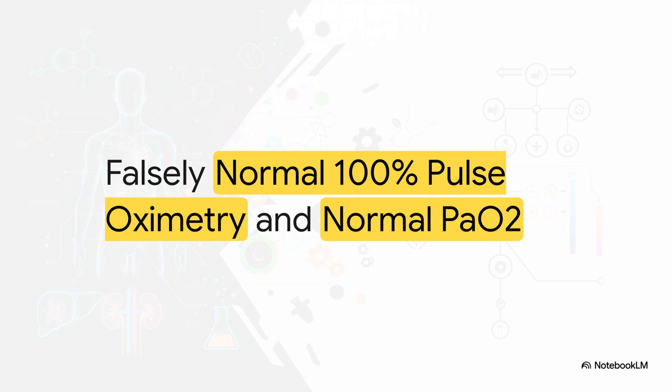The absolute critical marker for carbon monoxide poisoning is a falsely normal pulse oximetry reading. Standard pulse ox devices just cannot distinguish between oxyhemoglobin and carboxyhemoglobin. Plus, the PaO2 on a blood gas will read as entirely normal, simply because the dissolved oxygen in the plasma remains completely unaffected while the actual hemoglobin carrier molecules are hijacked.